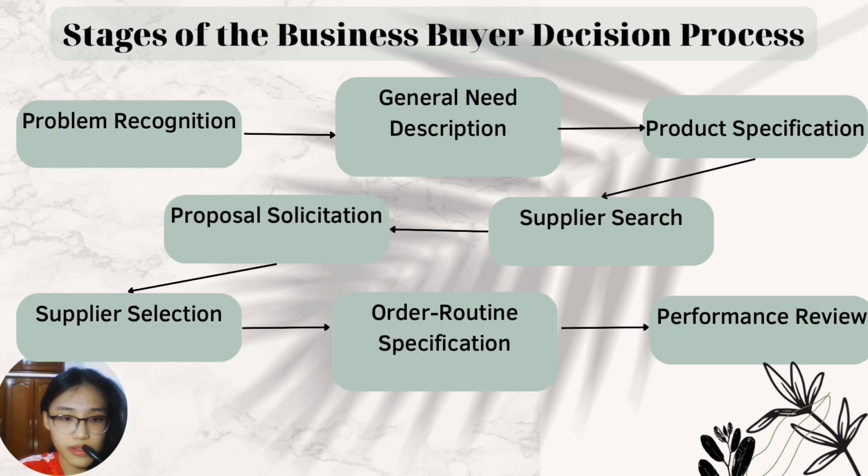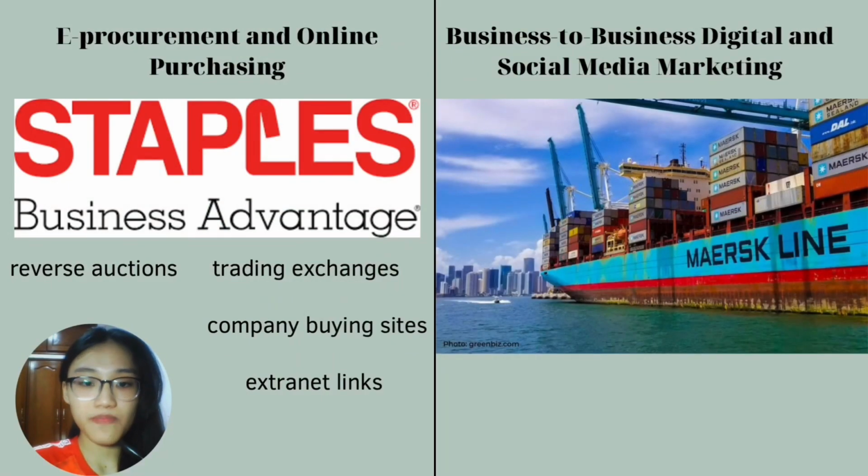Seventh, the buyer writes the final order to the chosen suppliers, listing the technical specifications, quantity needed, expected time of delivery, return policies, and warranties. And finally, the buyer assesses the performance of the suppliers and decides to continue, modify, or drop the arrangement. Online purchasing, often called e-procurement, has grown rapidly in recent years. Companies can do e-procurement in any of several ways, such as conducting reverse auctions, engaging in online trading exchanges, setting up their own company buying sites, or creating extranet links.